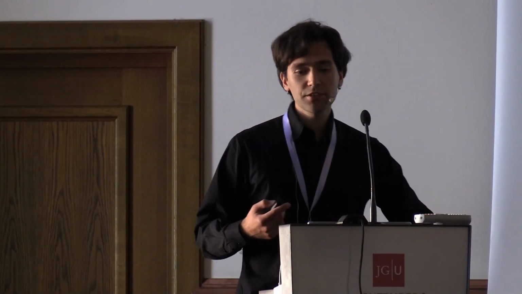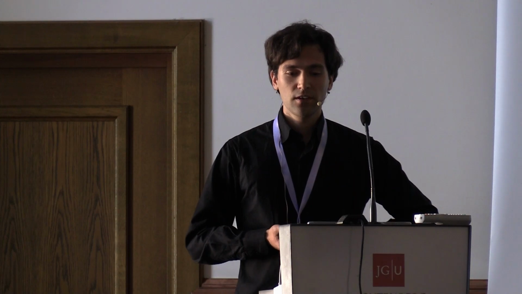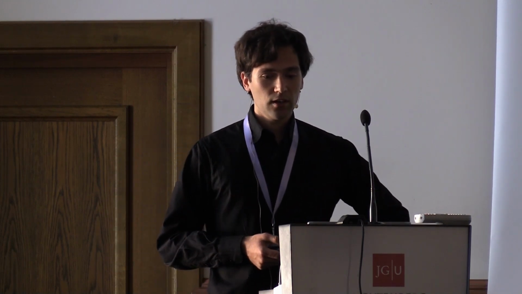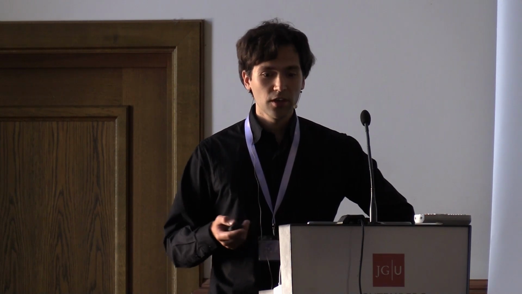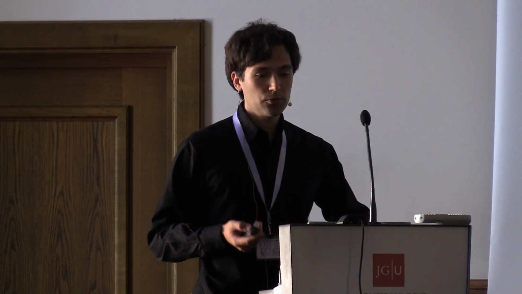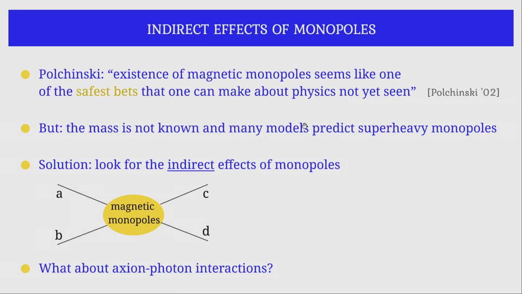But in fact, it was found later that this argument is even reversed. So actually, in any consistent quantum gravity with quantized electric charges, one will have magnetic monopoles, as was shown by theorists and mathematicians. And this follows from the no global symmetries conjecture of quantum gravity. Also, magnetic monopoles arise naturally in grand unified theories. So they also arise naturally in the models which unify forces, as was shown by 't Hooft and Polyakov. String theorist Polchinski, for example, says that magnetic monopoles are one of the safest bets that one can make about physics not yet seen. But the problem is that the mass of monopoles is not known, and in many models, it is super heavy. And the solution is to look for indirect effects of monopoles.